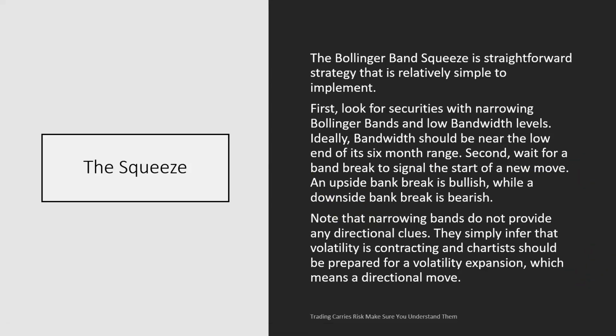Now, this strategy is also known as the Bollinger Band squeeze, because when price is getting squeezed in between the bands, it's a pretty straightforward strategy. It's relatively simple to implement. What you're looking for is when price is getting squeezed in the bands, it's almost like trading a triangle. When price is getting pushed in a triangle to the apex, into a tight little narrow band, sooner or later price has to break. It's either going to break out upward or downward. Now, we have to note that narrowing bands do not provide any directional clues. They simply infer that volatility is contracting, and traders should be prepared for a volatile expansion, which means a directional move.